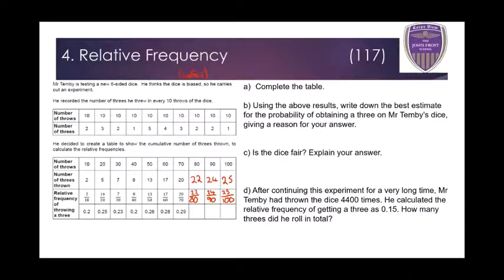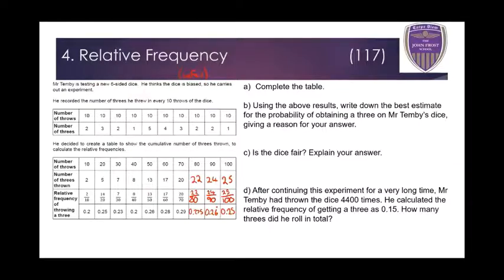So 22 divided by 80 should be equal to 0.275. And then the next one, you've got 24 divided by 90. That is 0.26 recurring. So 25 over 100 is 0.25. So, complete the table, job done.